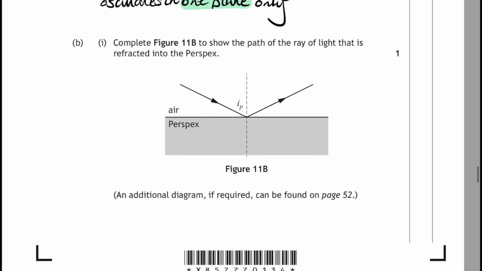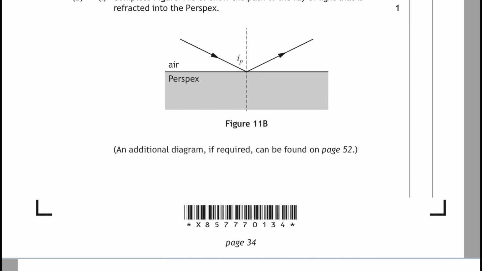B part 1, complete figure 11b to show the path of a ray of light that's refracted into the perspex. Well, at Brewster's angle, you should know that the angle between the refracted ray and the reflected ray is 90 degrees. And so carefully with a ruler, your refracted ray should be at right angles to the reflected ray. I'm going to draw a wee right angle symbol on it as well. And remember, the angle of the reflected ray is the same as the incident angle.